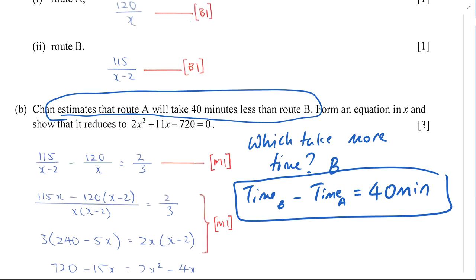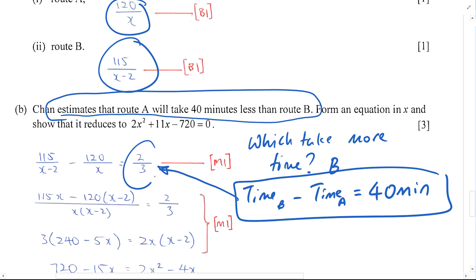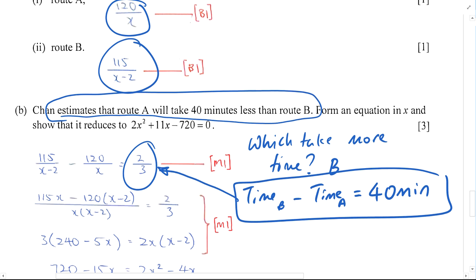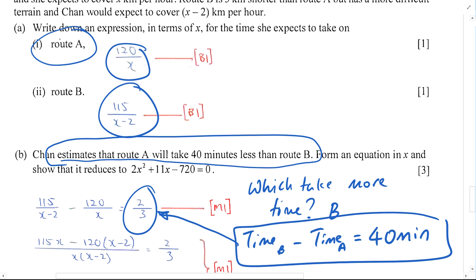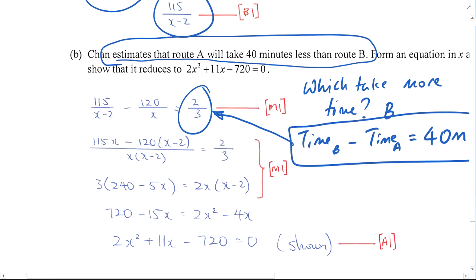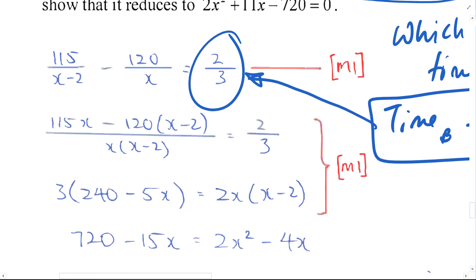Now we need to convert this in terms of our unknowns, which is x. So time B, we found it earlier, 115 over x minus 2, minus time A, 120 over x, equals to 40 minutes. 40 minutes, we need to change it to hours. Because in part A, part 1 and part 2, everything is in terms of hours. So 2/3 came from our 40 minutes.